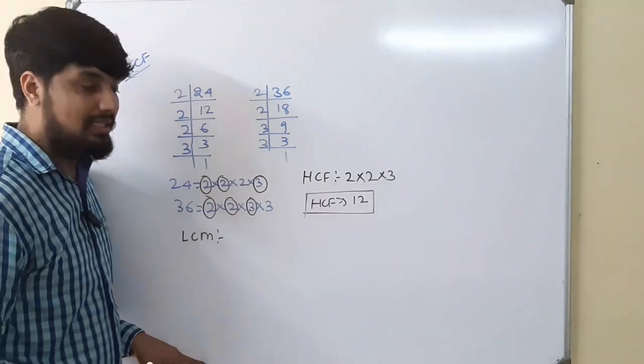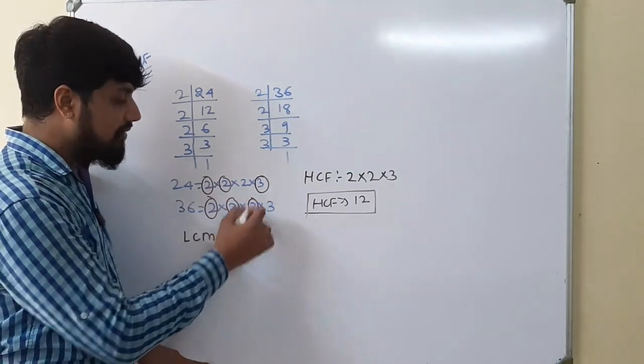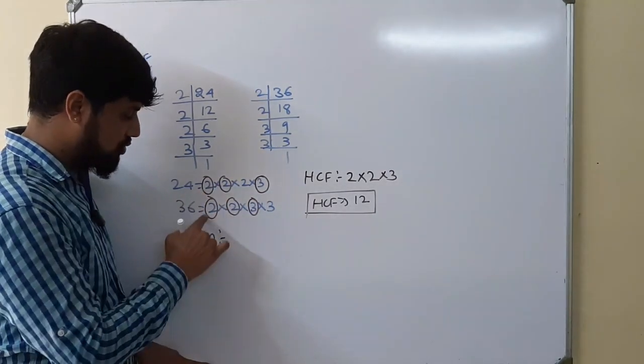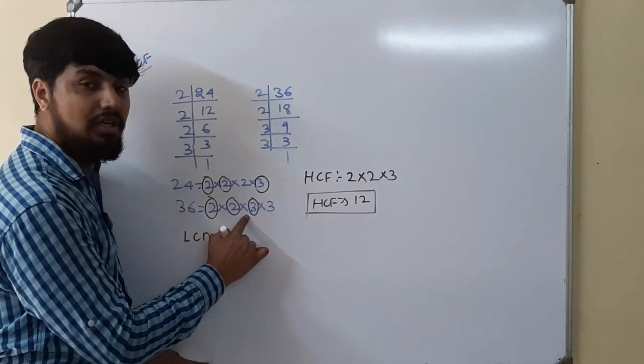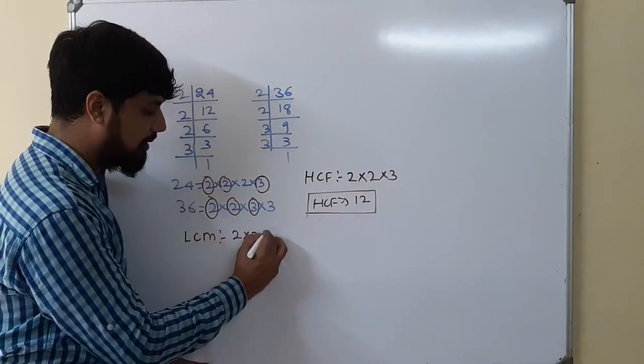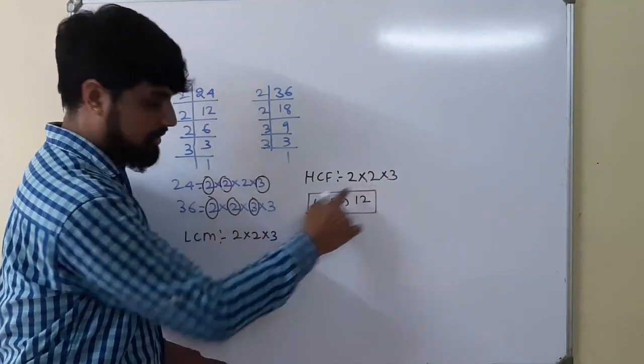So to find the LCM, whatever are the common numbers, this 2 is common, this 2 is common, this 3 is common. You write them once only, the same way we did it for the HCF.